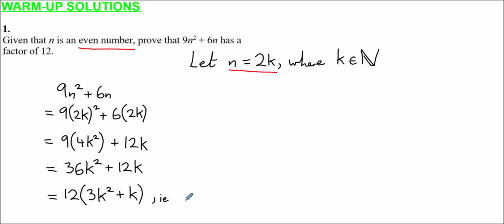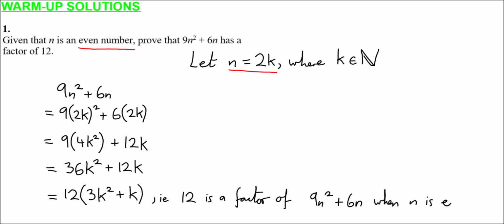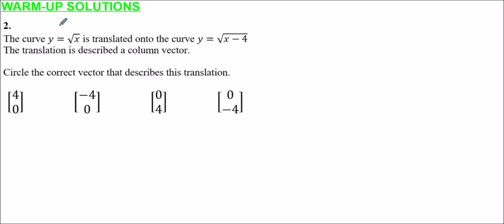So i.e. 12 is a factor of the initial expression we were asked about in the question. So 12 is a factor of 9n squared plus 6n when n is even. And that's all there is to that one. So let's have a look at question 2.